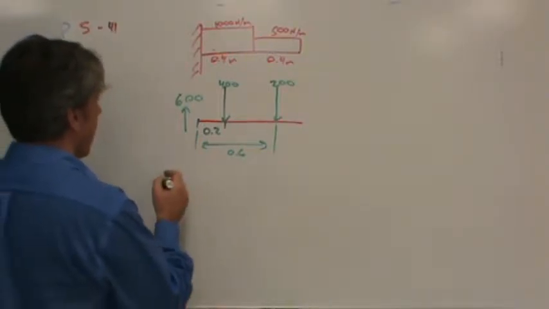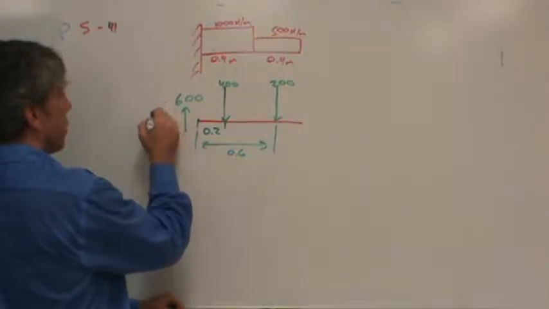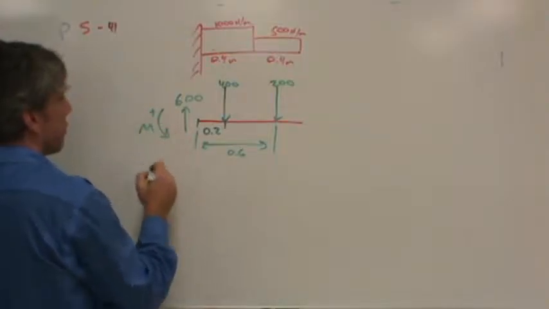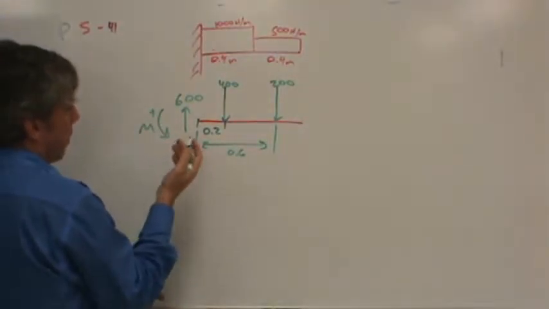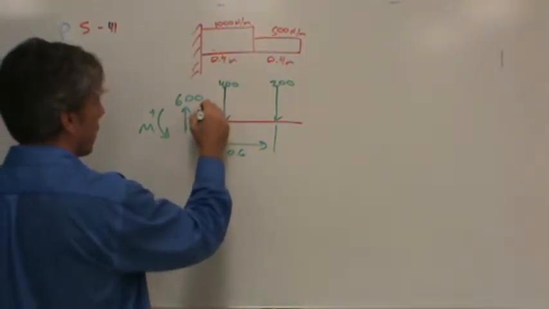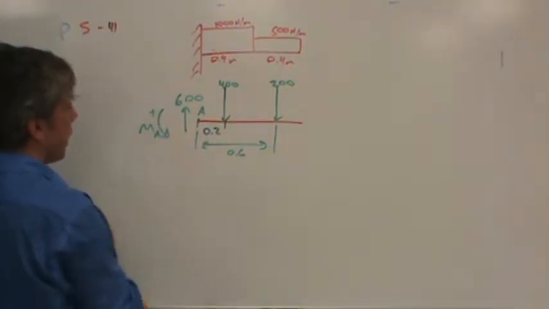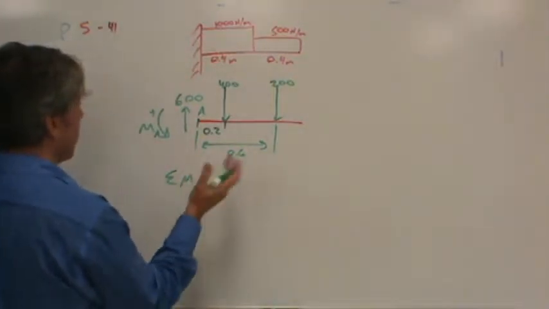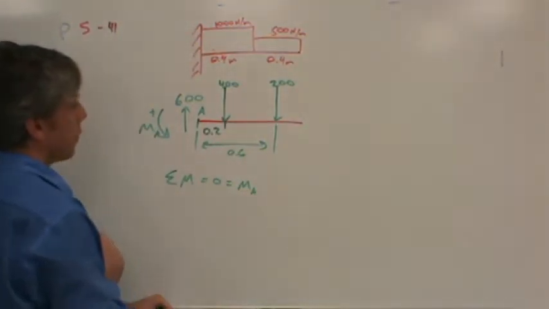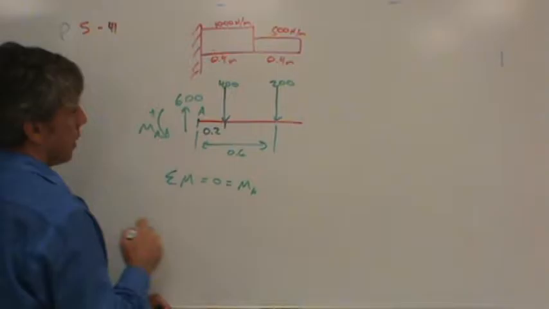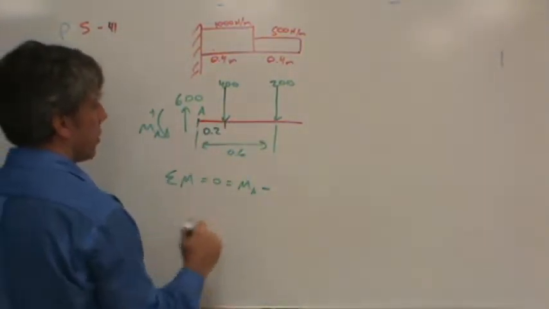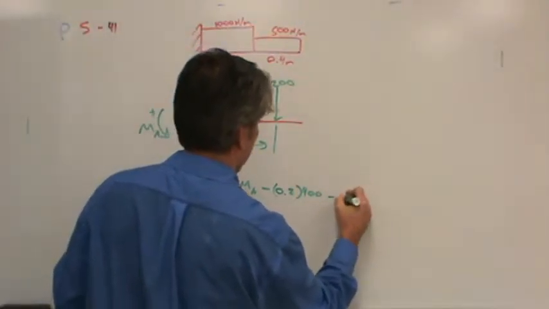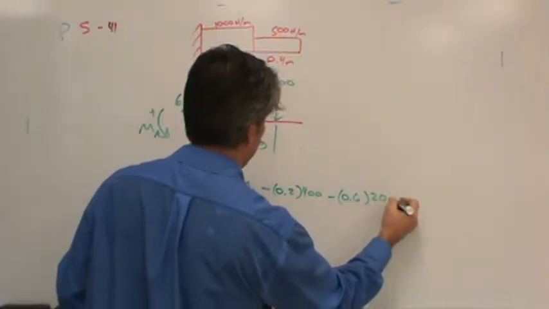That's just sum of forces. What about the moment? Well, there would also have to be a moment. Now let me draw the moment counterclockwise as positive. Okay, so here's the moment. And this would be the moment at the wall. Usually what you do is you make that point A, so you'd say the moment at A. So the sum of the moments would be 0. That would be equal to the positive moment at A from the wall, less the moment due to these other two loads. So 0.2 meters multiplied by 400 newtons minus 0.6 meters multiplied by 200 newtons.